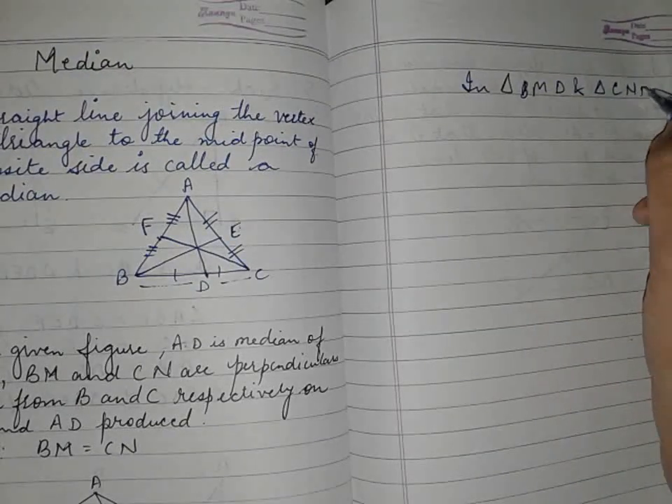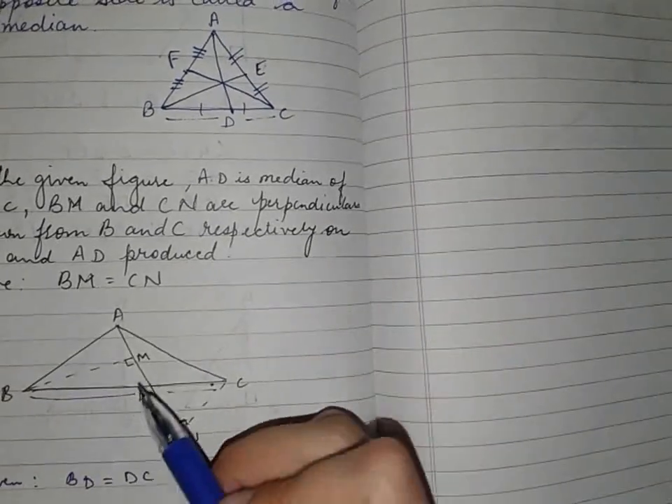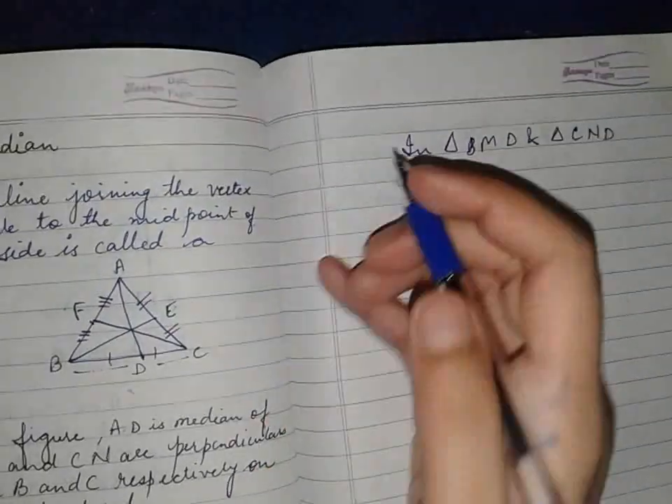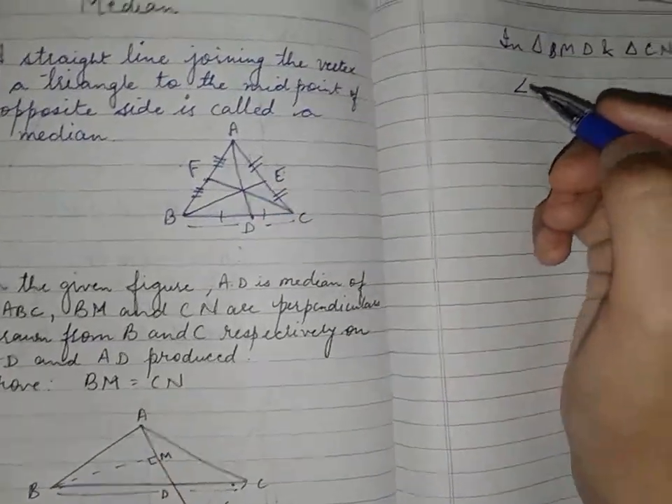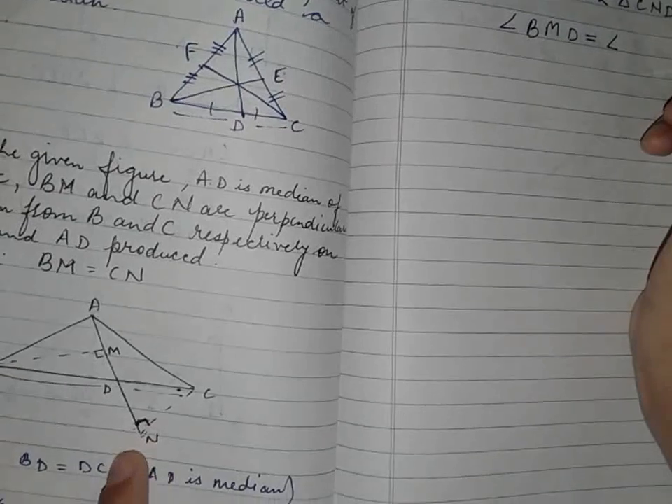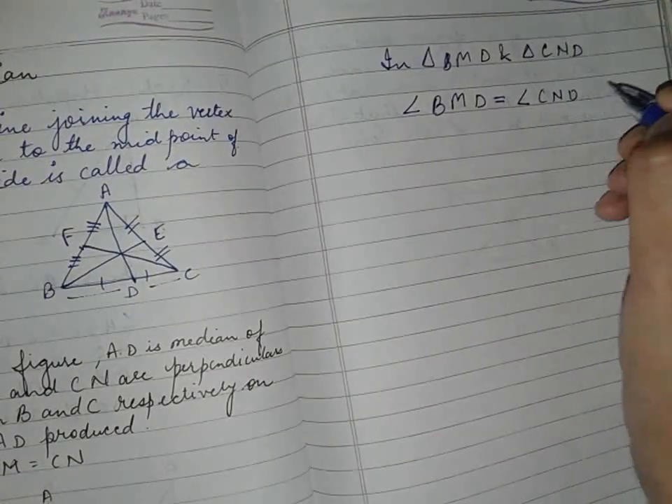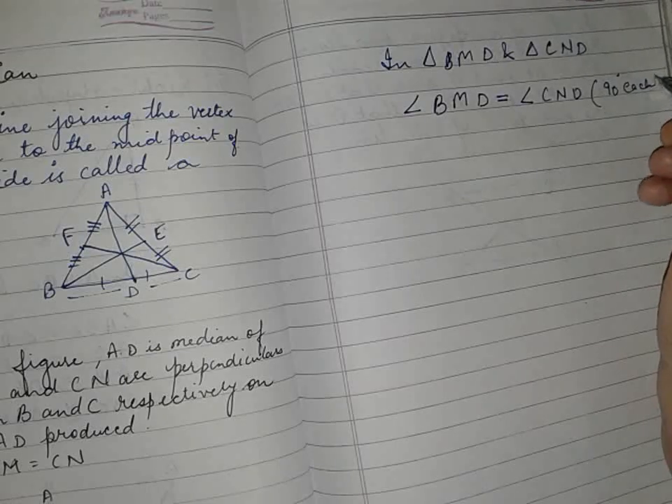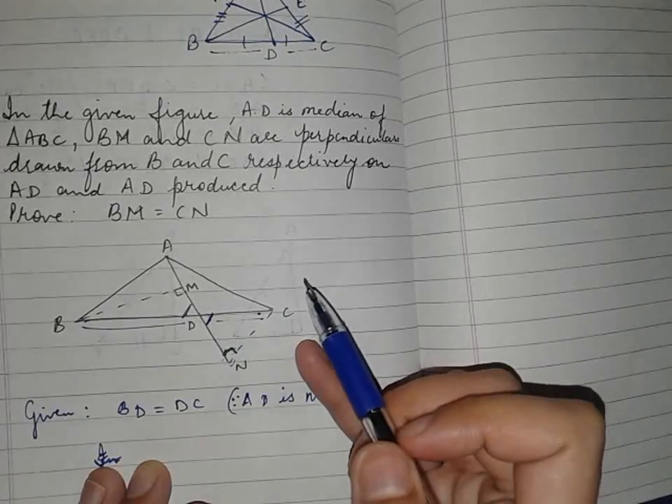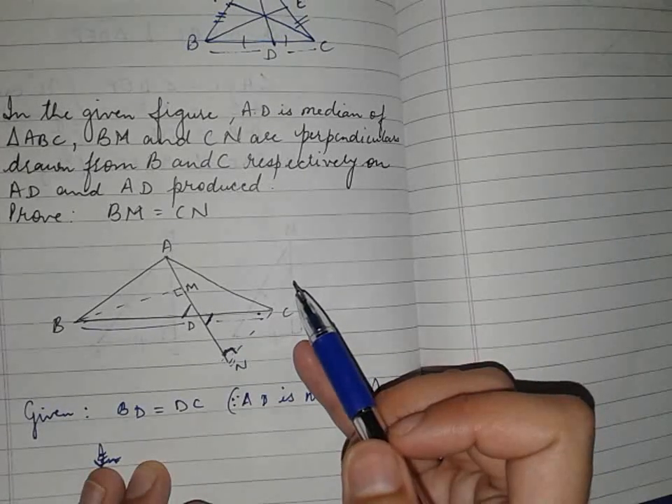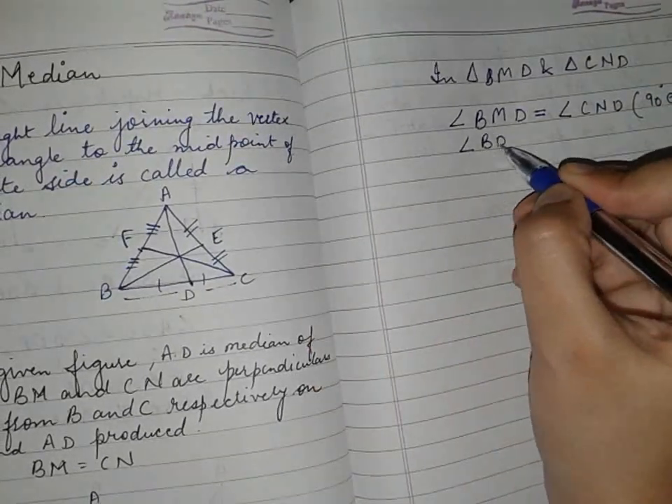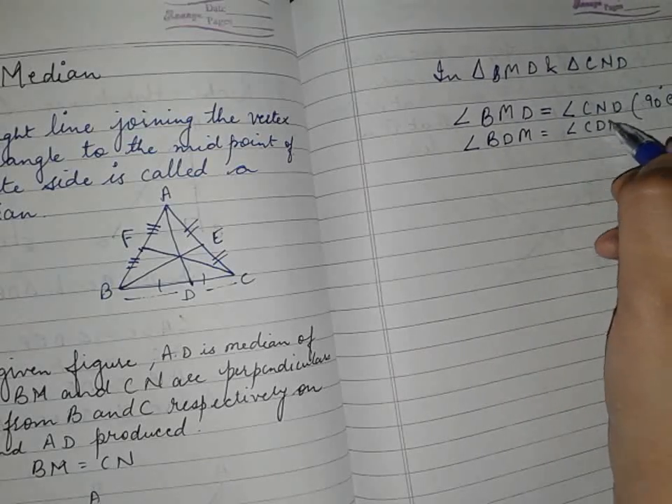In triangle CND, what is equal? This angle is 90 degrees and this angle is also 90 degrees. First thing I can write: angle BMD is equal to angle CND. Reason: 90 degrees each. Then what else can I write? These two angles are also equal. Reason: vertically opposite angles. So angle BDM is equal to angle CDN.